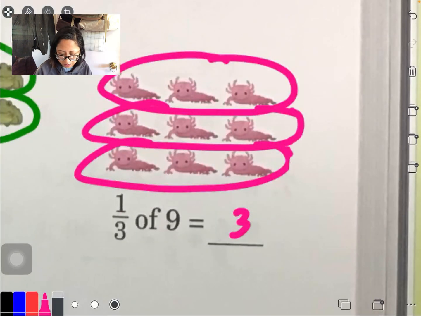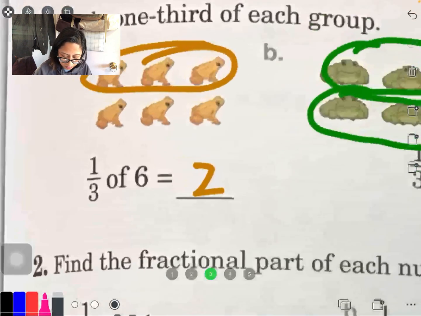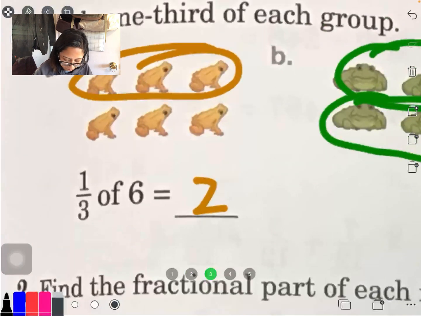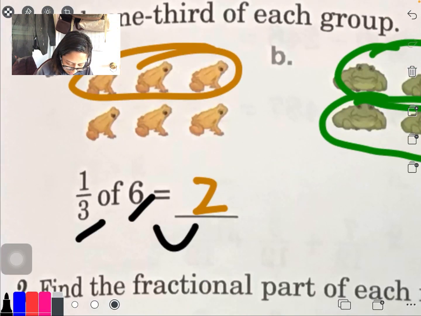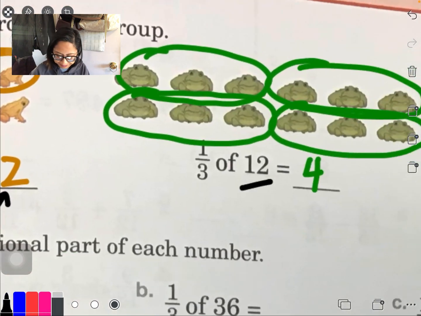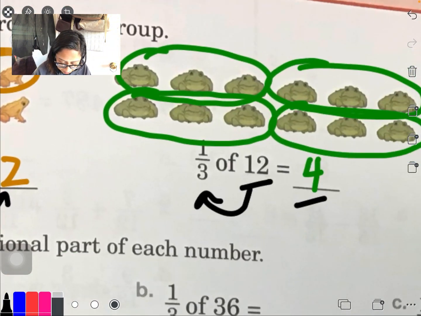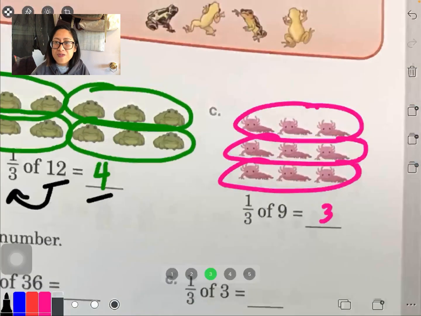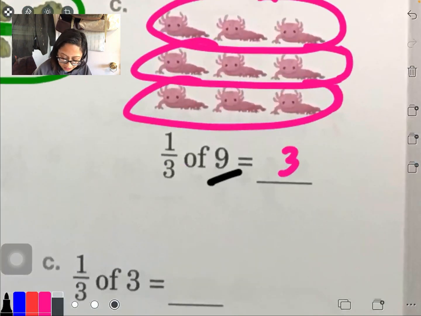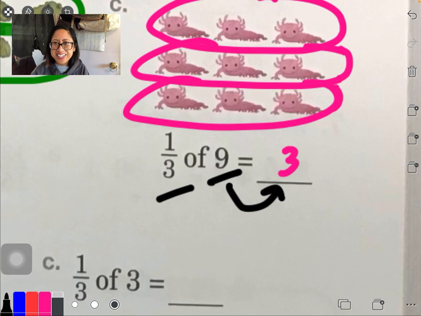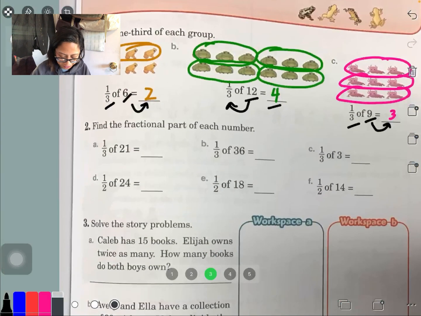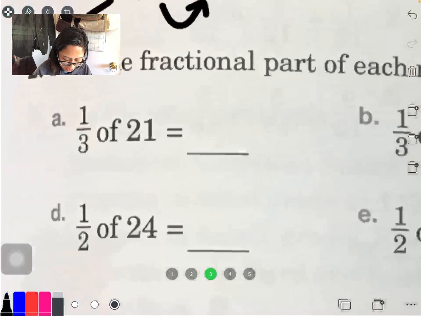Now, did you catch what I caught? Not the axolotls, but I mean like this. Watch. Look at the pattern. 6 divided by 3 equals 2. 12 divided by 3 equals 4. 9 divided by 3 equals 3. So here's the pattern. Just divide by 3.